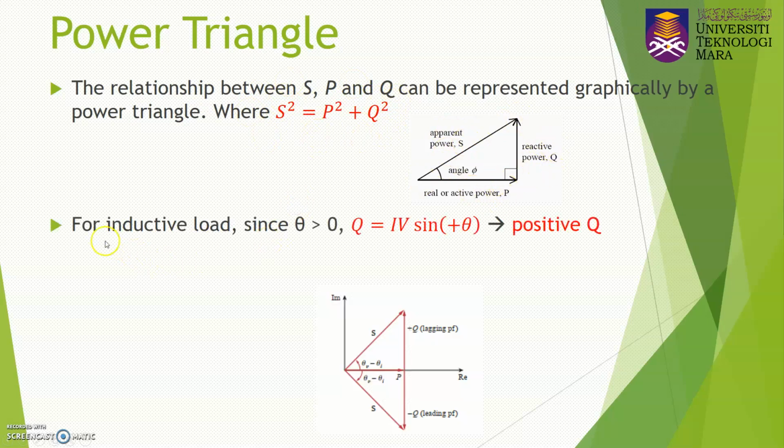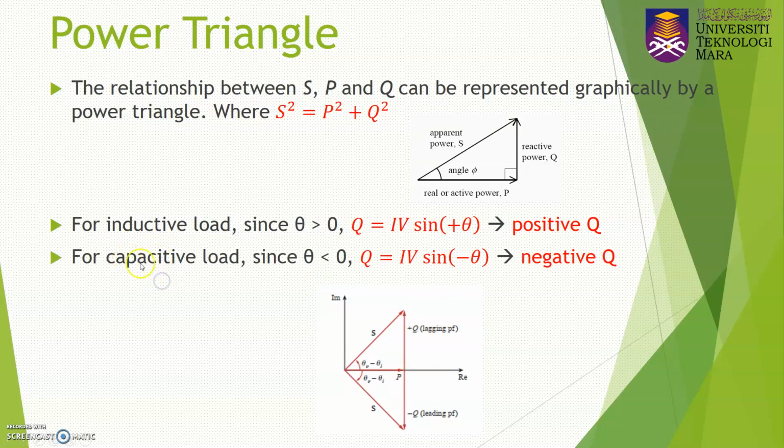So for the inductive load, where your circuit only has a combination of resistor and inductor, your theta will be larger than 0. In this case, theta V is larger than theta I, so theta is larger than 0. So in this case, it is here. Q will be equal to IV sin positive theta, because positive theta is larger than 0. So we consider it a positive Q. For the positive Q, positive side here, we can consider it a lagging power factor.